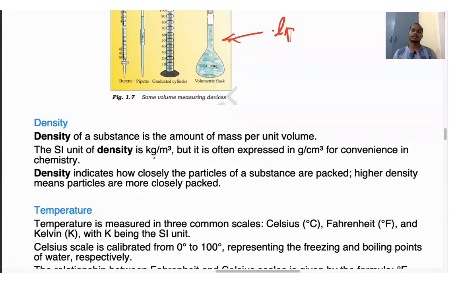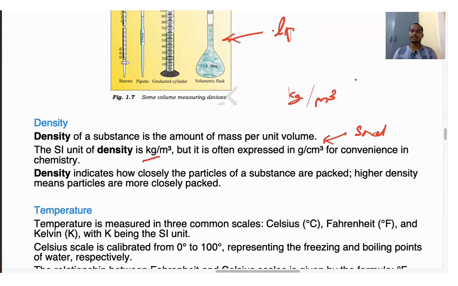The SI unit of density is kg per meter cube, but it is often expressed in gram per centimeter cube for convenience in chemistry, because we are generally dealing with small quantities, whereas kg per meter cube is a very large quantity. So chemists generally use gram per centimeter cube for convenience. Density indicates how closely the particles of a substance are packed. Higher density means particles are more closely packed.